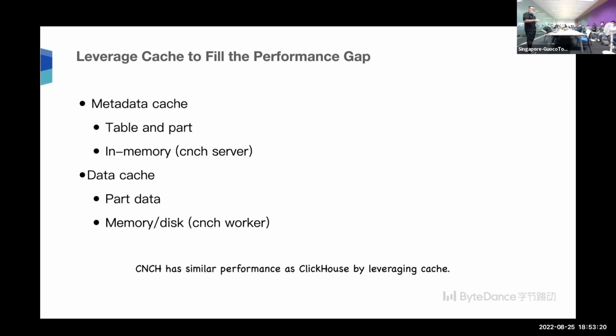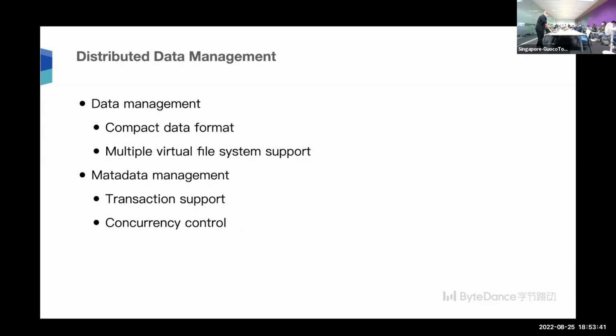Like we can control it to about 10%, because we still have some metadata allocation cost. And because of this, we still have a little bit of gap between our system and ClickHouse.